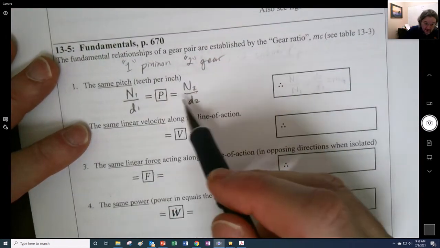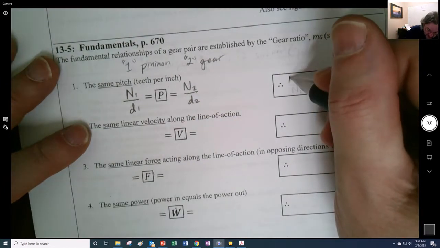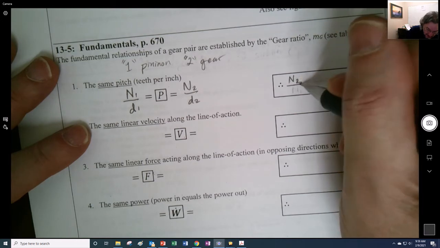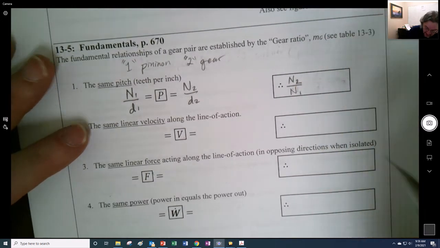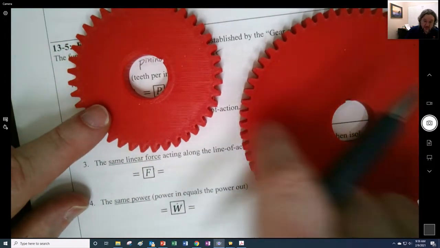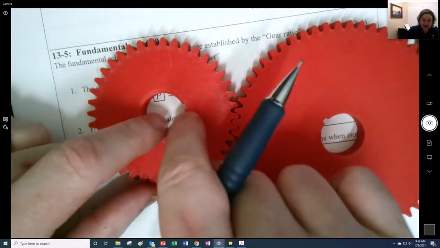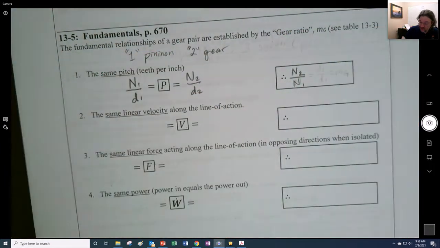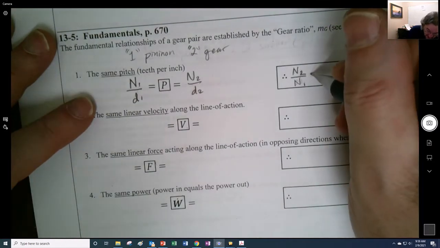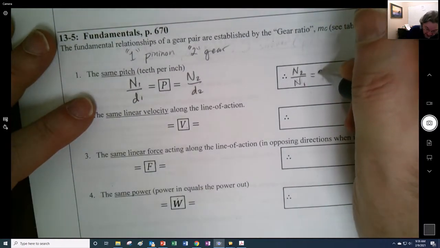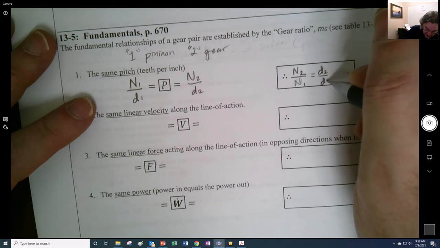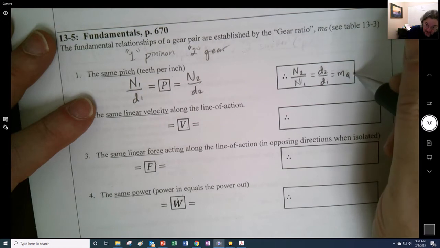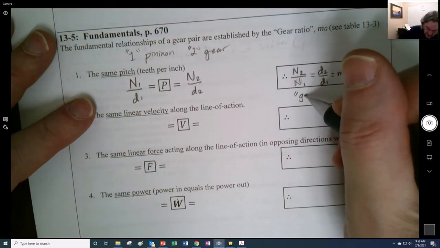And you can see what these relationships are going to be if we take the number of gear teeth and divide it by the number of pinion teeth. You'll notice that this one has more teeth than this, right? So this is going to have a higher speed than this. By the way, we'll see that in a second. We have this ratio right here. Well, then the diameters are going to have that same ratio, and we could call it, AKA, M subscript G, the gear ratio.